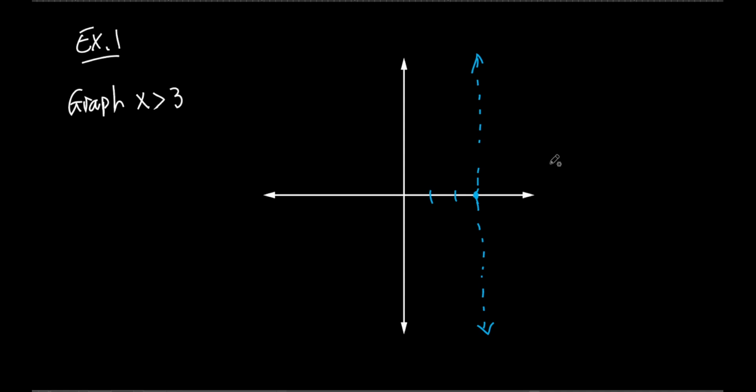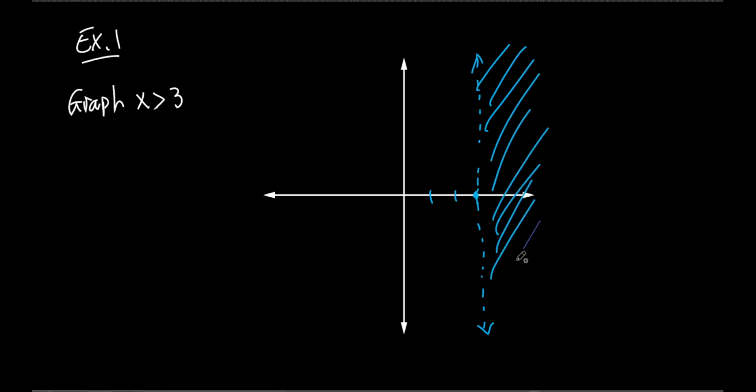Let's just check to see if it works. It's an easy check, right? Pick 4. Is 4 greater than 3? Yeah. Pick 2. Is 2 greater than 3? No, it's not. So where am I shading? I'm shading to the right. Well, it's still my right, because I'm writing it this way. I'm sorry. All right, so that's your answer for that.